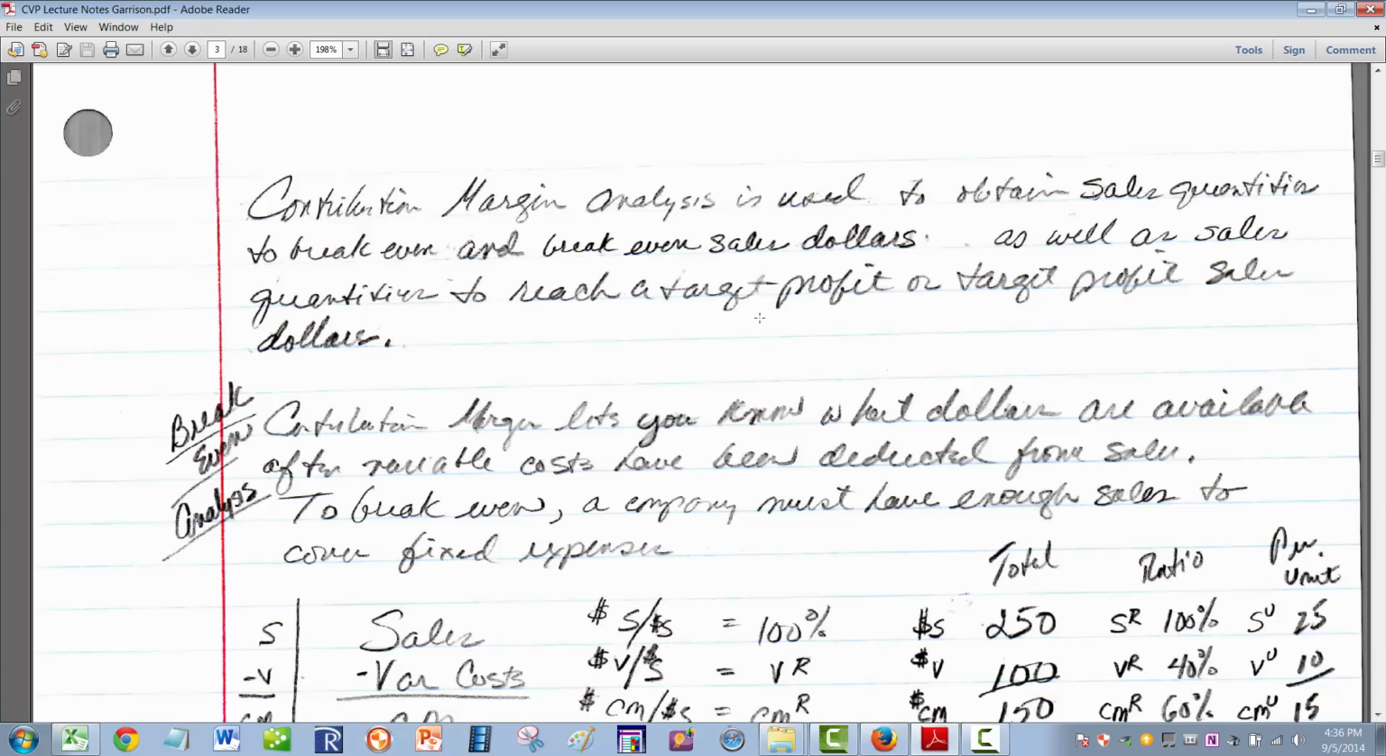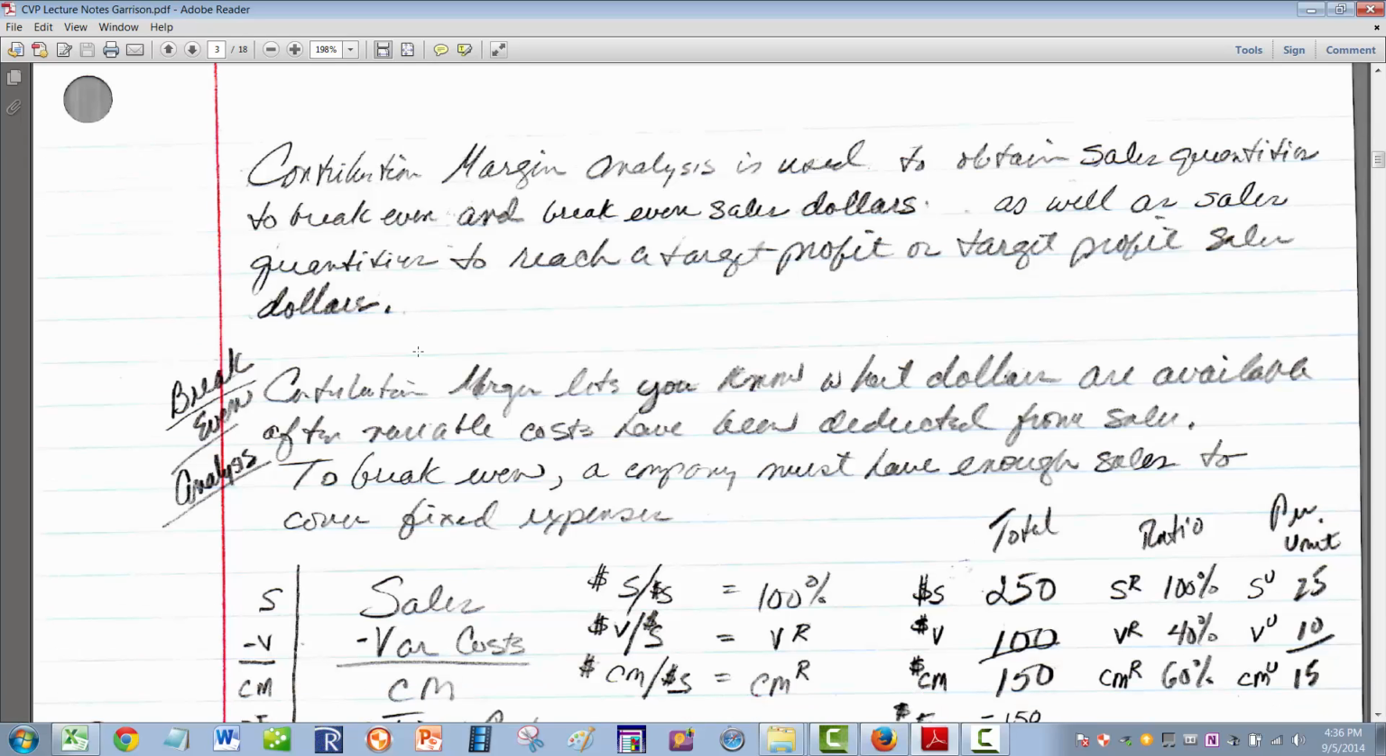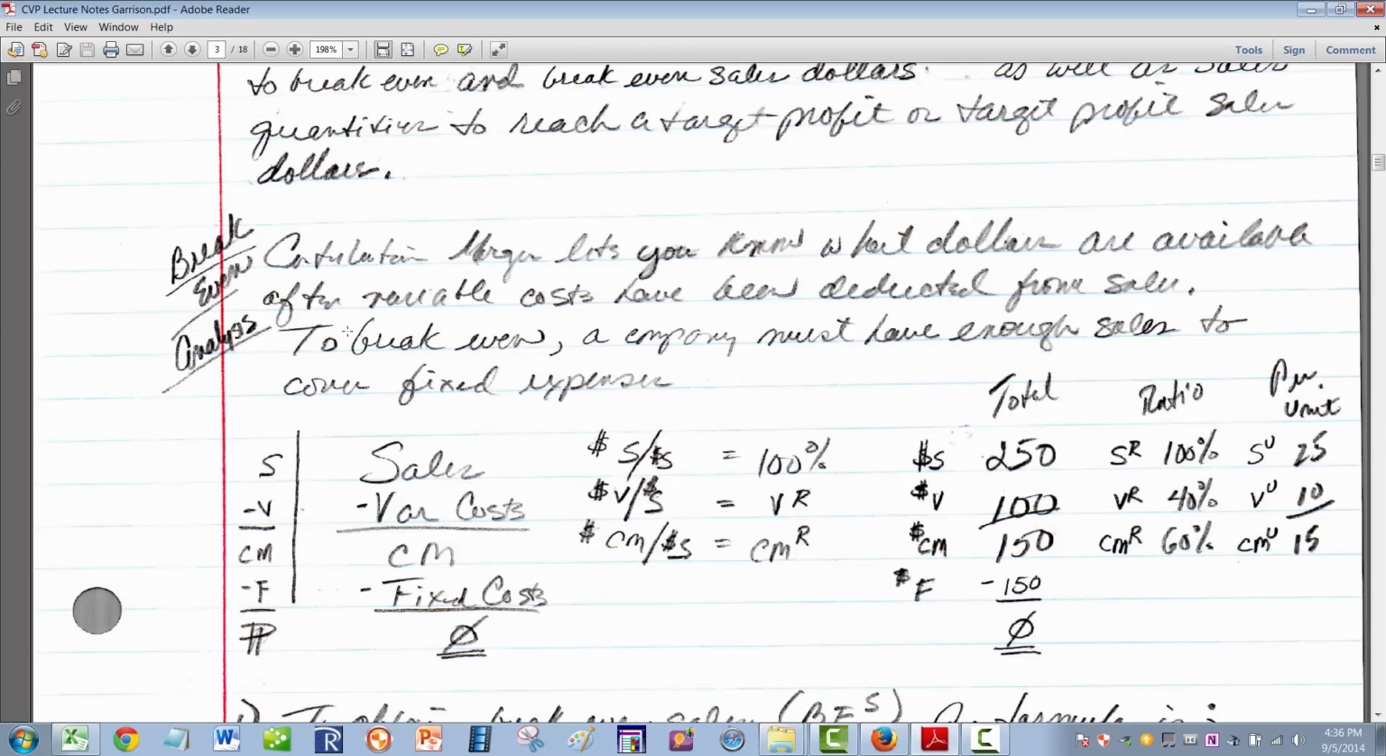So once we get beyond the break-even stage and the company is more well established, then they're going to look at certain target profits. So we'll use that same formulation of the contribution margin, sales minus the variable expenses, in order to talk about a target profit as well as target profit sales dollars. So let's look at break-even analysis.